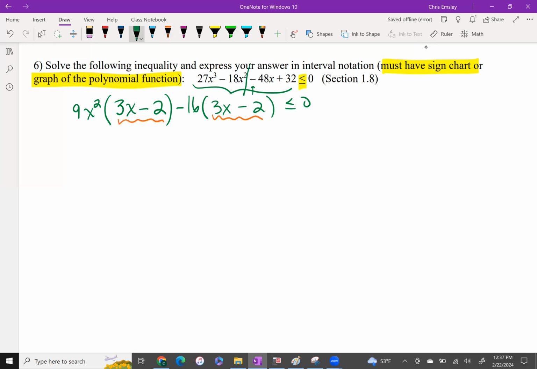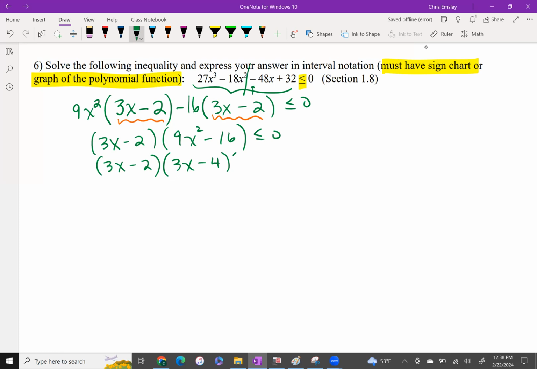So we pull that out. That's now our GCF. What's left behind is 9x squared minus 16. That is the difference of 2 squares. So we need to factor it one more time. So that factors into 3x, square root of 16 is 4, so 3x minus 4 and 3x plus 4.